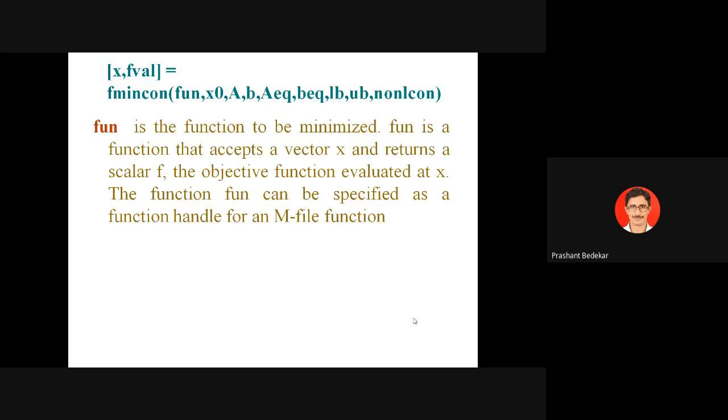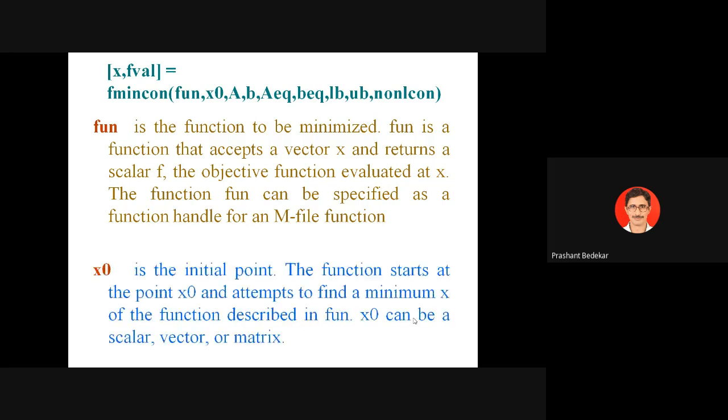Let's see the meaning. Fun is the function which is to be minimized. Fun is a function that accepts a vector x and returns a scalar f, the objective function evaluated at x. The function can be specified as a function handle for an m-file function. What does this mean? You have to write the function wherein you will be specifying the objective function, and the function name is to be quoted here, preceded by @. The @ indicates a function handle. It is called a function handle. The @ and then the name of the function.